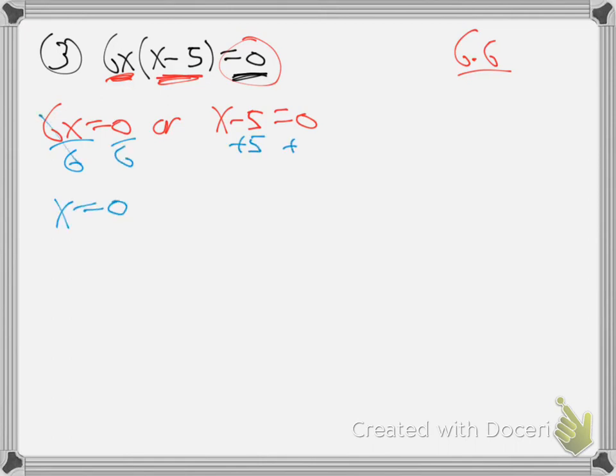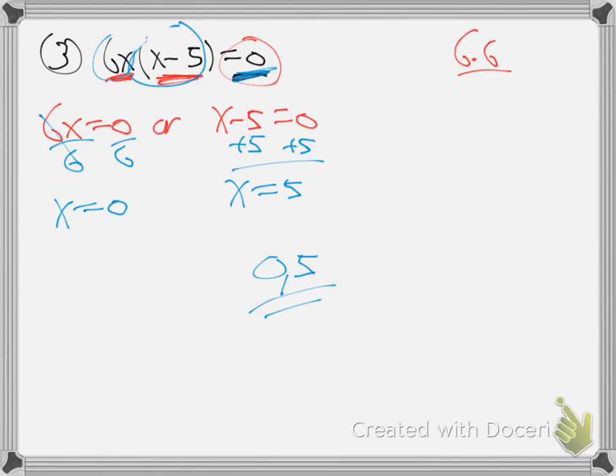Here, add 5. X is 5. So the answers are 0 or 5. And by the way, you can see those are really the answers to the problem. If you put in 0 in both cases, it would make the equation true, wouldn't it? Because 6 times 0 is 0 times what? Negative 5 would equal 0.